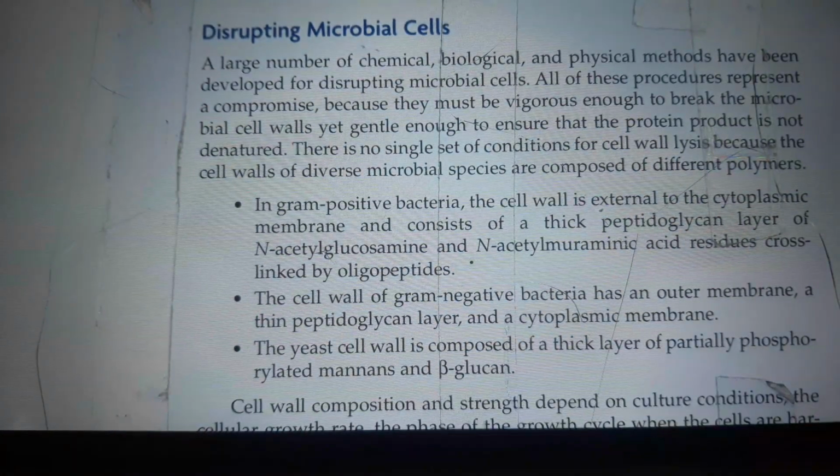Disrupting microbial cells. A large number of chemical, biological, and physical methods have been developed for disrupting microbial cells. All of these procedures represent a compromise because they must be vigorous enough to break the microbial cell walls, yet gentle enough to ensure that the protein product is not denatured. There is no single set of conditions for cell wall lysis because the cell walls of diverse microbial species are composed of different polymers.